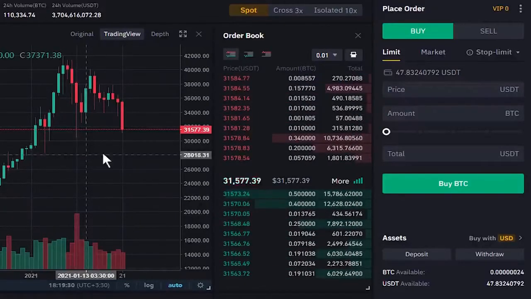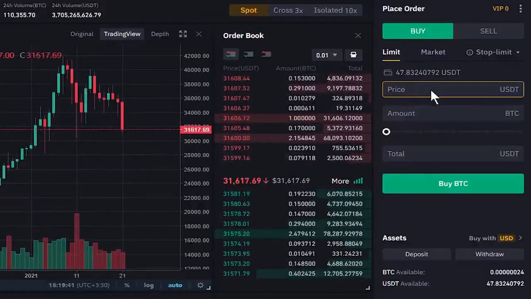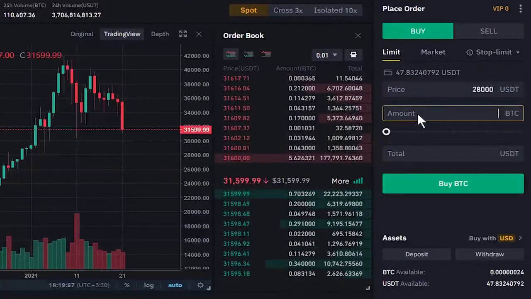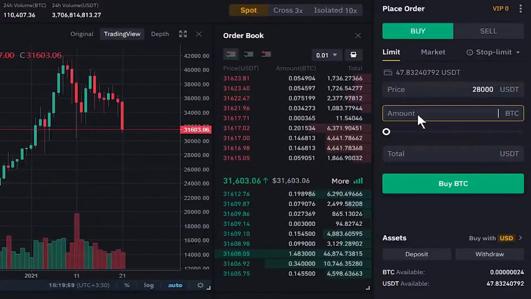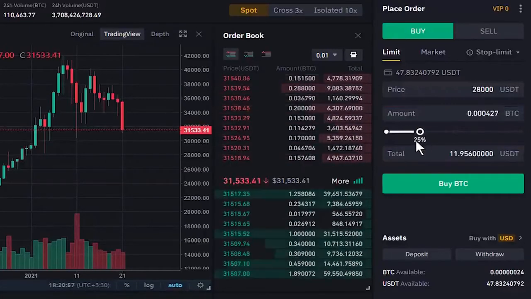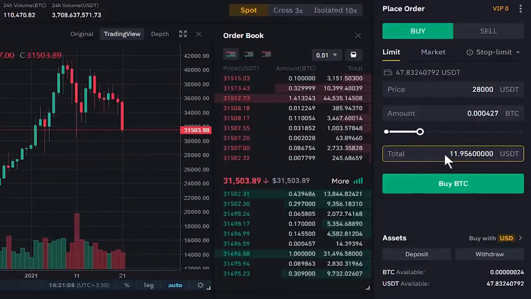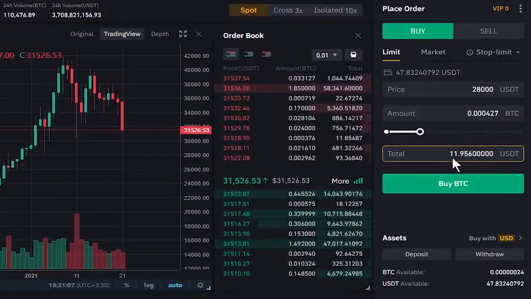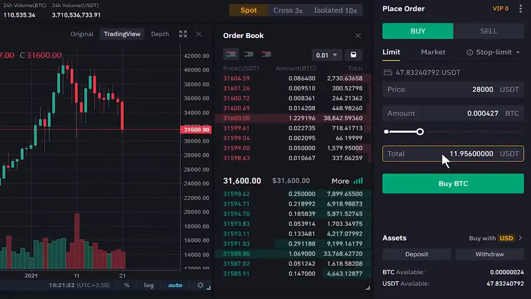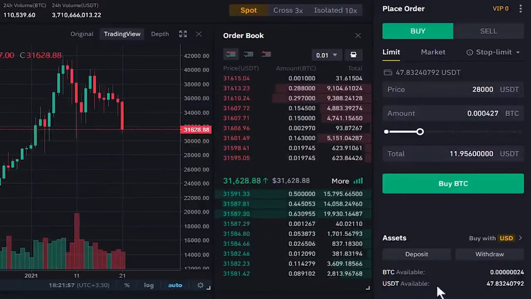So here in this box, we enter our desired price, which is 28,000, and here in this box we enter the amount, which I just set, for example, to 25%, and in this box it shows us how much it costs in terms of Tether, which is 11.95 USDT, as you can see. Actually, this will be deducted from the Tether amount that I have available here.